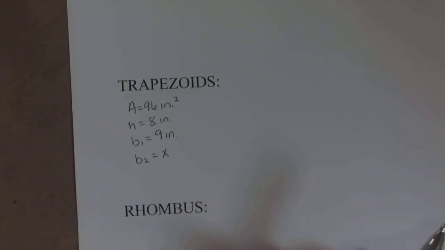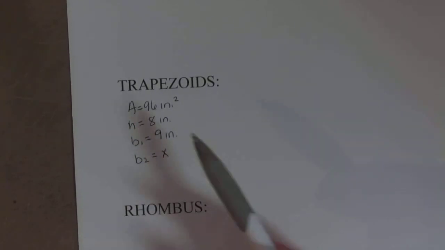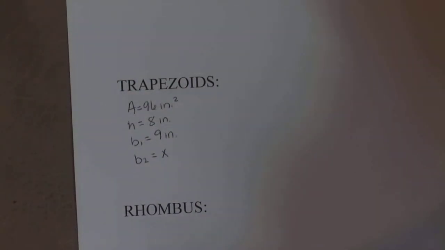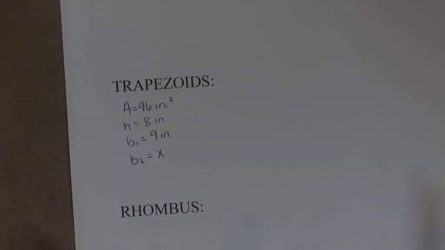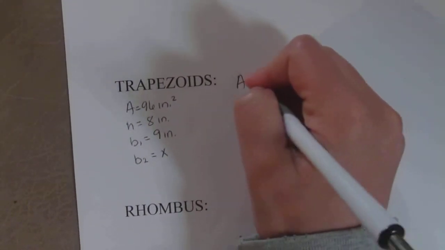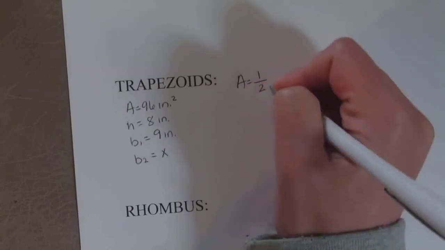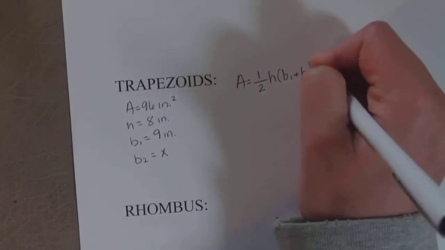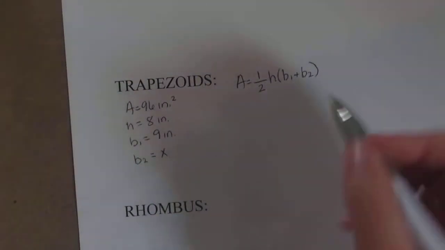Okay, for the trapezoid, again, I don't have a picture, but I gave you the area, I gave you a height, I gave you a base. You have to find the other base, right? Remember, trapezoids, the bases are different lengths. If they'd be the same length, it would be a rectangle. So I'm going to take my area. Well, let's write out the formula. Area equals 1/2 of the height times base 1 plus base 2.